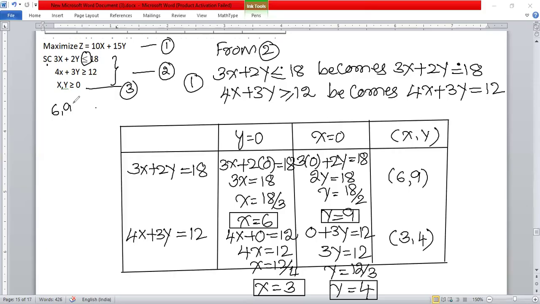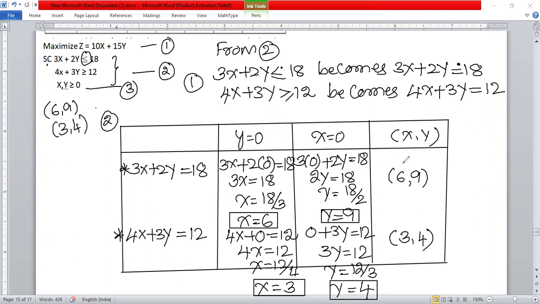So 6 comma 9 and 3 comma 4. Okay, the first one, inequality as equality. And the second one, we are going to draw the graph. When we draw the graph, we need per equation 2 points, that is x comma y, and second equation x comma y. The first equation we got it, so that is 6 comma 9. And the second one, 3 comma 4.